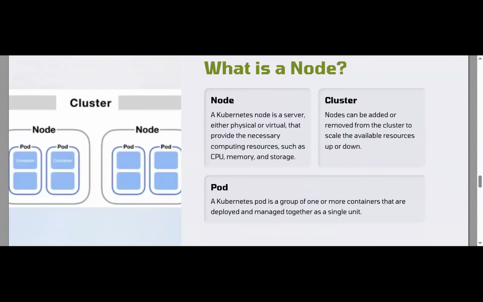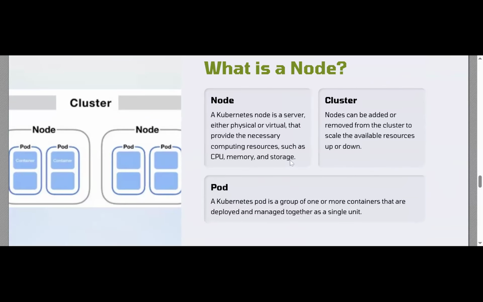Now, what is a node? Node is nothing but a server, either physical or virtual, that provides the necessary computing services like CPU, memory, and storage. Cluster nodes can be added or removed from the cluster to scale the available resources up or down. Next, pod. Pod is nothing but a group of one or more containers that are deployed and managed together as a single unit. I think I told you to write this one in your notebook. You wrote it? Yes, I wrote it.